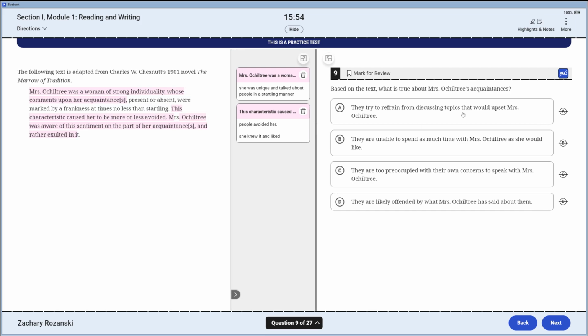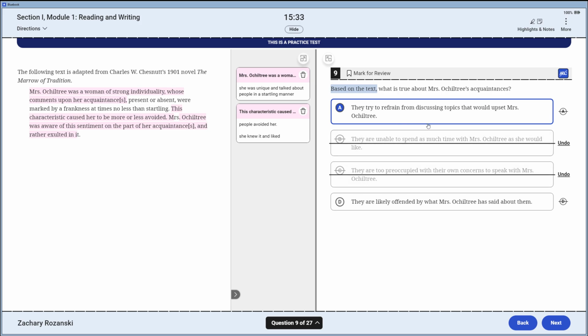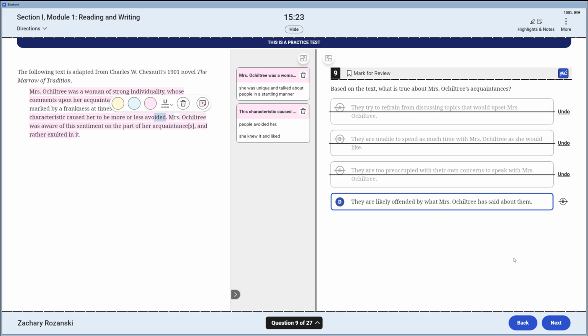Okay, what's true about the people who knew her? They try to refrain from discussing topics that would upset her. Now, I like this, but it's based on according to, and I don't remember my summary saying that, but I can imagine that, so I'll table that. They're unable to spend as much time as, no, they hate her. They are too preoccupied with their own concerns to speak with her. No, they hate her. I still kind of like A. They are likely offended by what, yes. Startling, avoided, absolutely. I have direct evidence to support that. And based on according to, those are the ones I'm going to select.